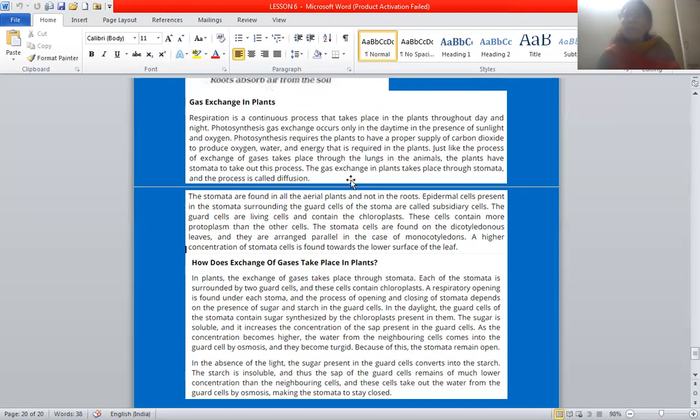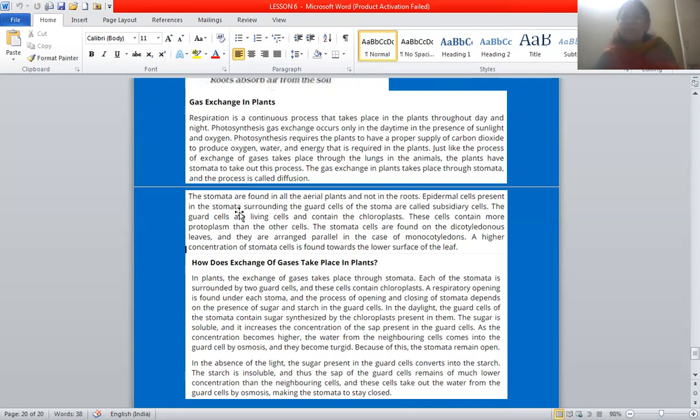The exchange of gases in plants takes place through stomata and the process is termed as diffusion. The stomata are found in the aerial parts of the plant and not in the roots. Stomata are found only in the aerial parts of the plant such as leaves.